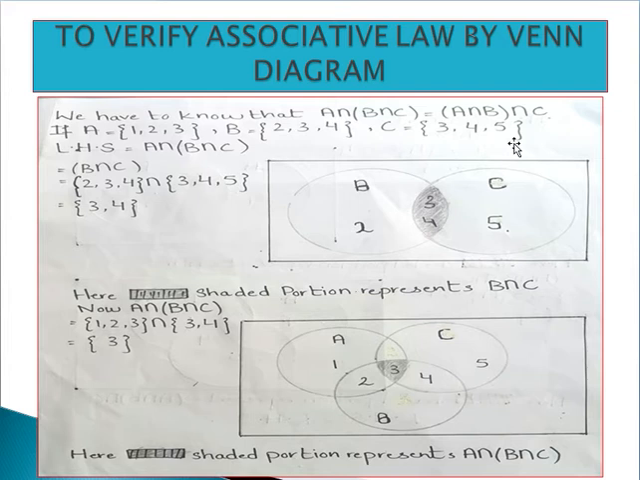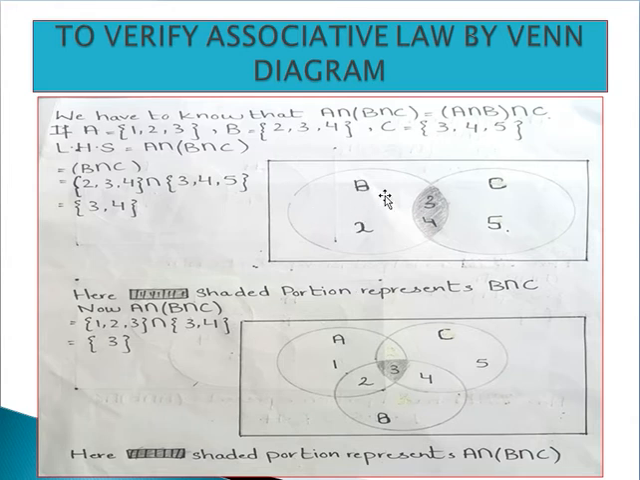Students, left hand side, first we will solve A intersection (B intersection C). Now B has elements 2, 3 and 4 and C has elements 3, 4 and 5. Students, intersection means we will put together the elements which are the same or common. So same elements are 3 and 4. The same process we will do by Venn diagram.